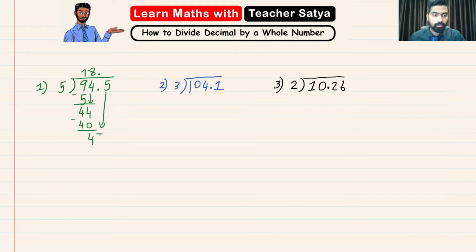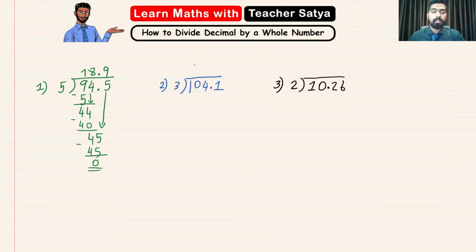Alright guys, so we drag down the 5. And 5 times 9 is 45. 45 minus 45 is 0. Therefore, 94.5 divided by 5 is 18.9.